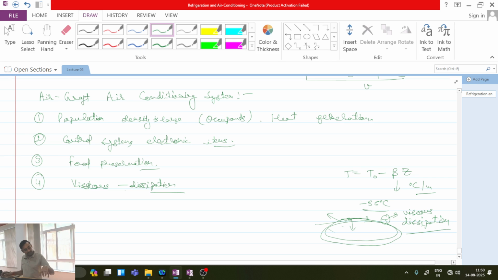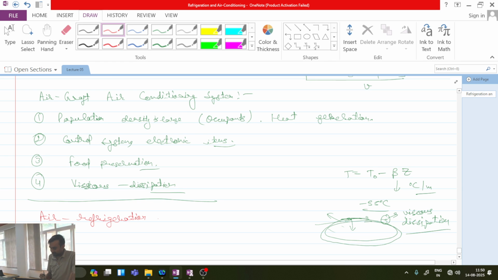So these are the different sources of heat generation within the cabin of the aircraft, which will lead to an increase of temperature, and that's why we need to do air conditioning inside the airplane. Now, typically in an aeroplane, we use air refrigeration systems. Now we need to justify the reasons for using air refrigeration systems. Why not use the vapor compression refrigeration system on an aeroplane?